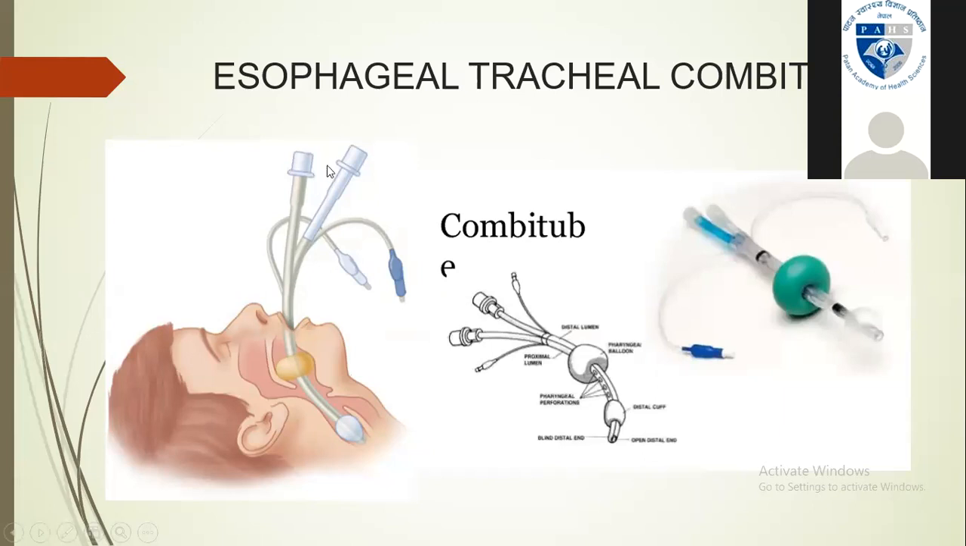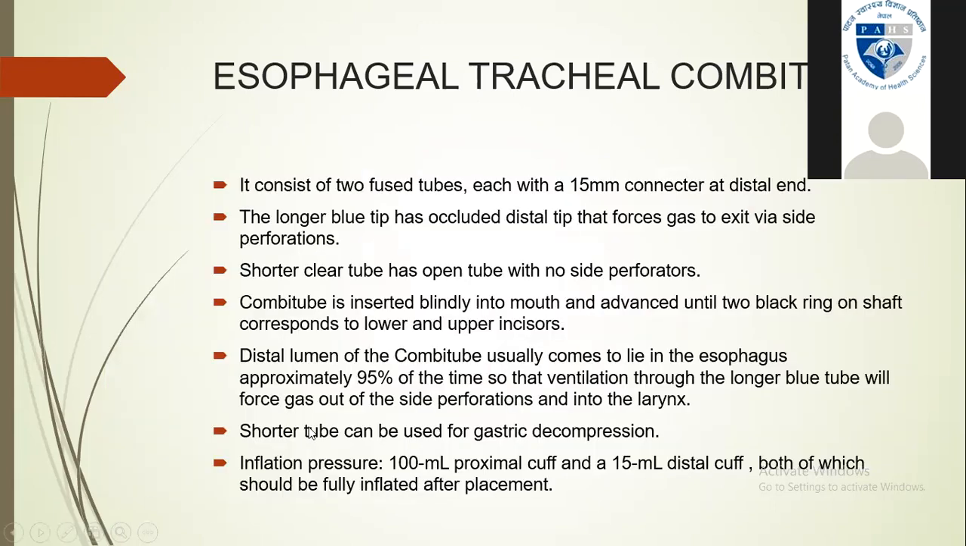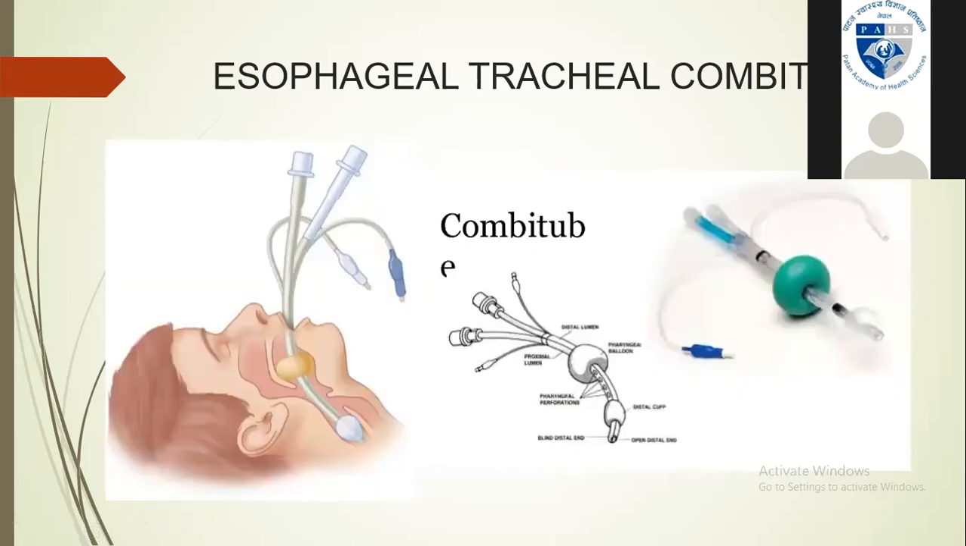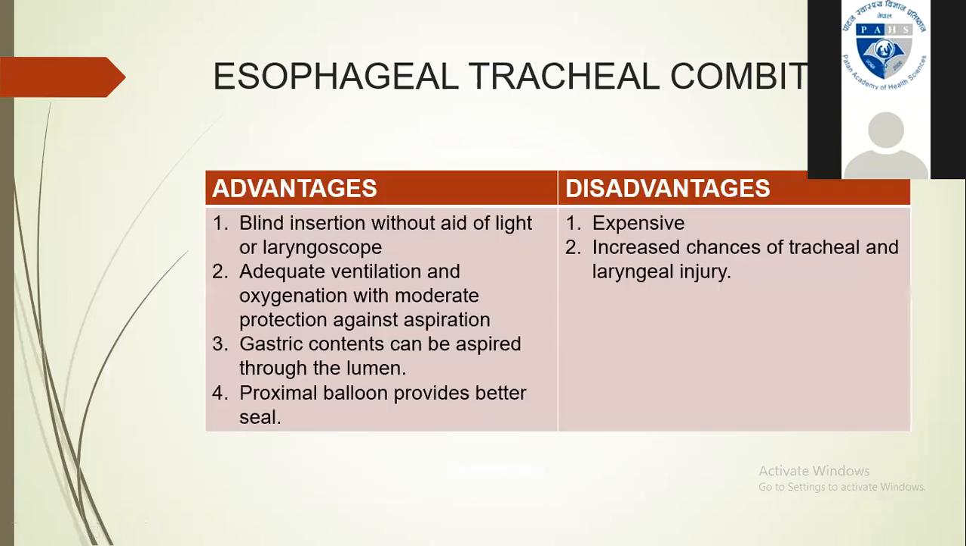With the esophageal tracheal Combitube inserted such that the perforations are inside the airway, it will provide ventilation, and the other tube will be for gastric suctioning. The shorter tube can be used for gastric decompression. Inflation volume is around 100 ml for the proximal cuff and 15 ml for the distal cuff. So this is a Combitube.